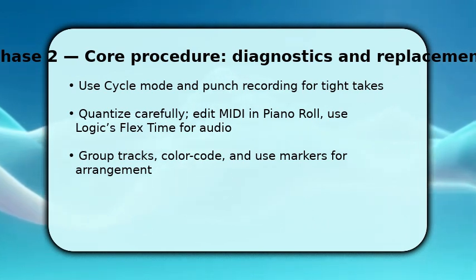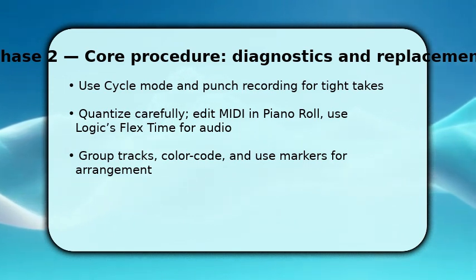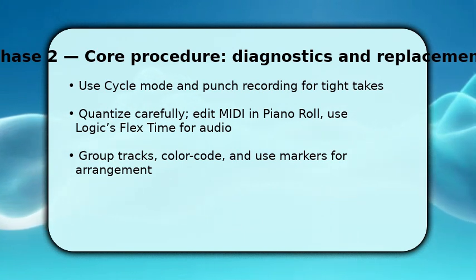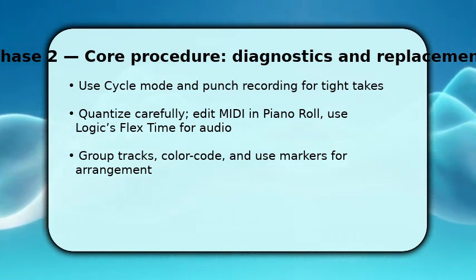Next, group related tracks, assign colors, and place markers to define sections. This keeps editing efficient. As you work, save incremental versions so you can revert if an edit breaks the arrangement.